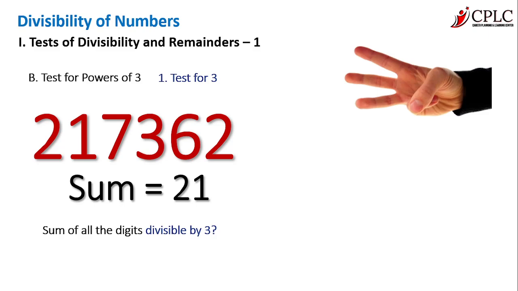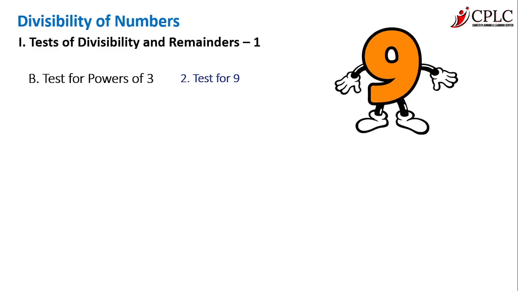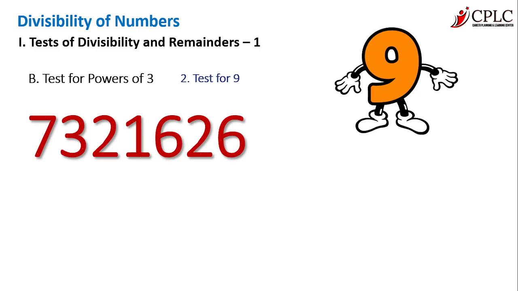Similarly, the next power of 3 is 3 square, which is 9. What is the divisibility test for 9? Same picture. The sum of all the digits of the number should be divisible by 9. If that happens, then the number is divisible by 9. If that doesn't happen, then the number is not divisible by 9.